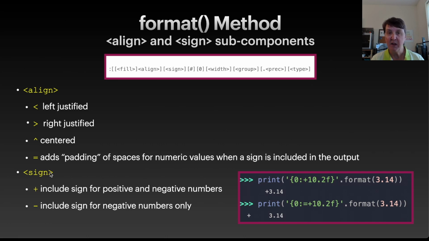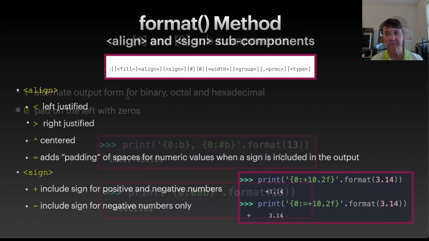And the sign one, we can also put a plus or a minus in to include the sign for positive and negative numbers, or only just for negative numbers, leaving some space for them. There you can see this is an example of where I've used the positive so that we can get the positive sign here on that format. And here's one with the equals so that we can pad the spaces. So it'll make sure all the spaces appear in between the positive sign and the number, which doesn't take up the full space.